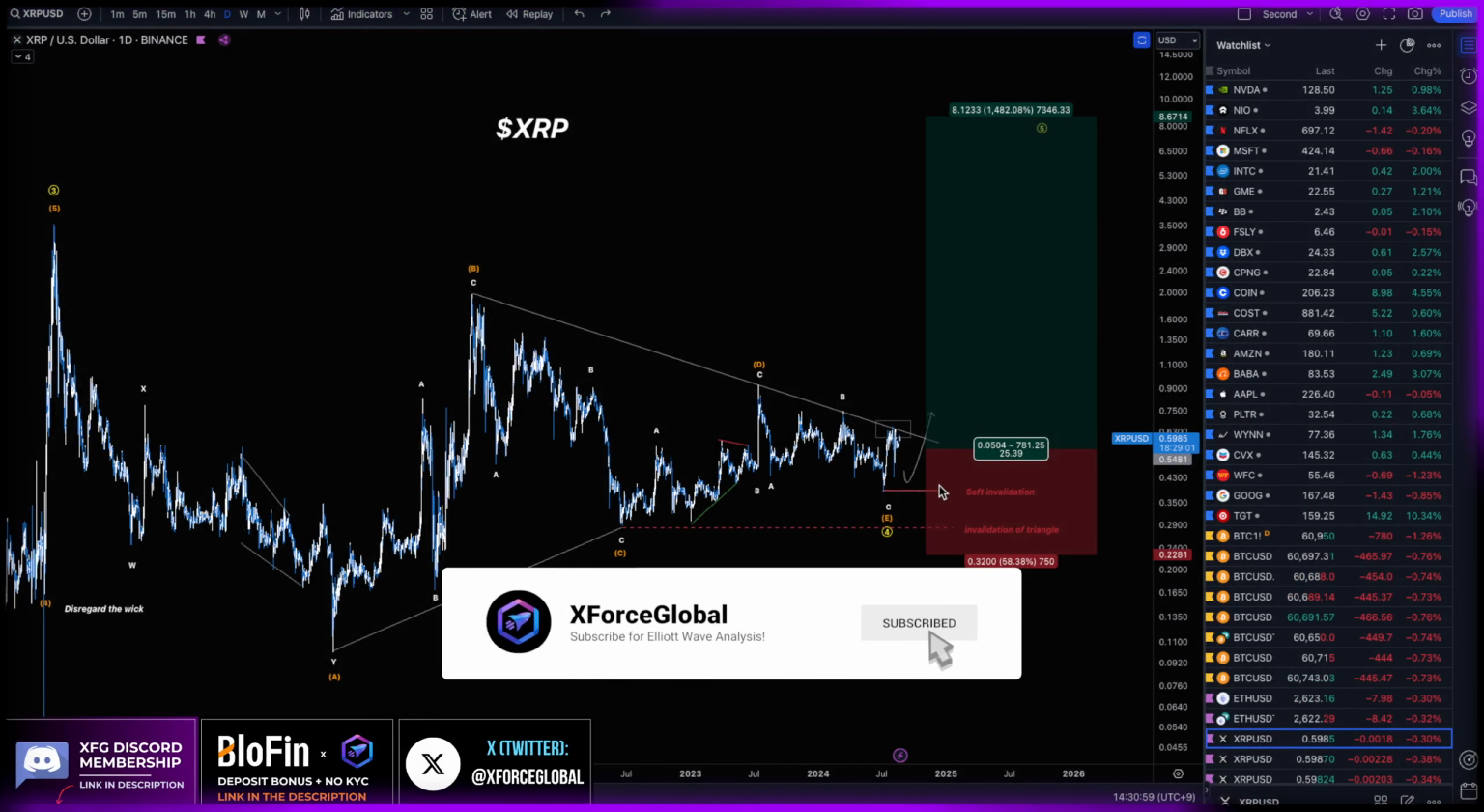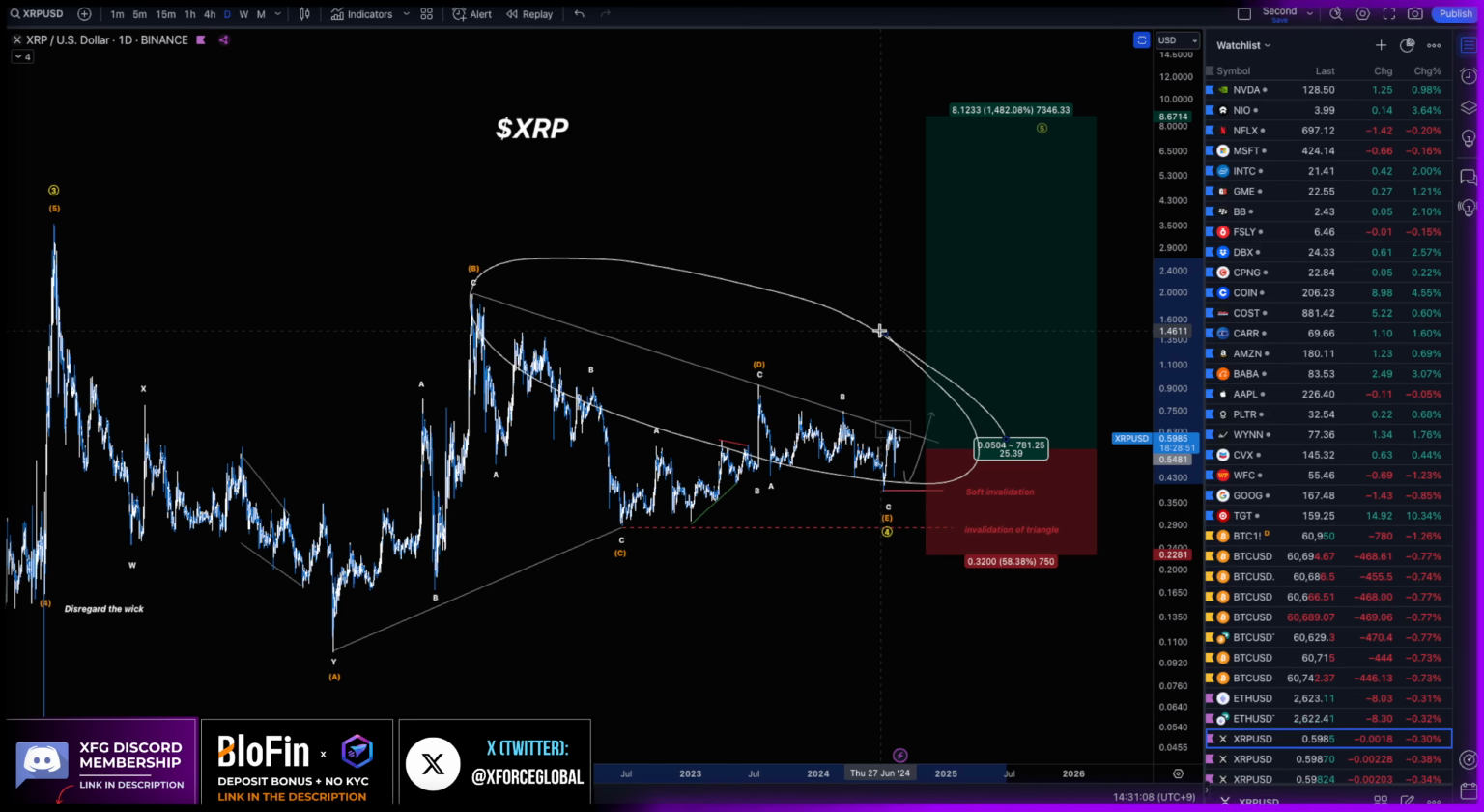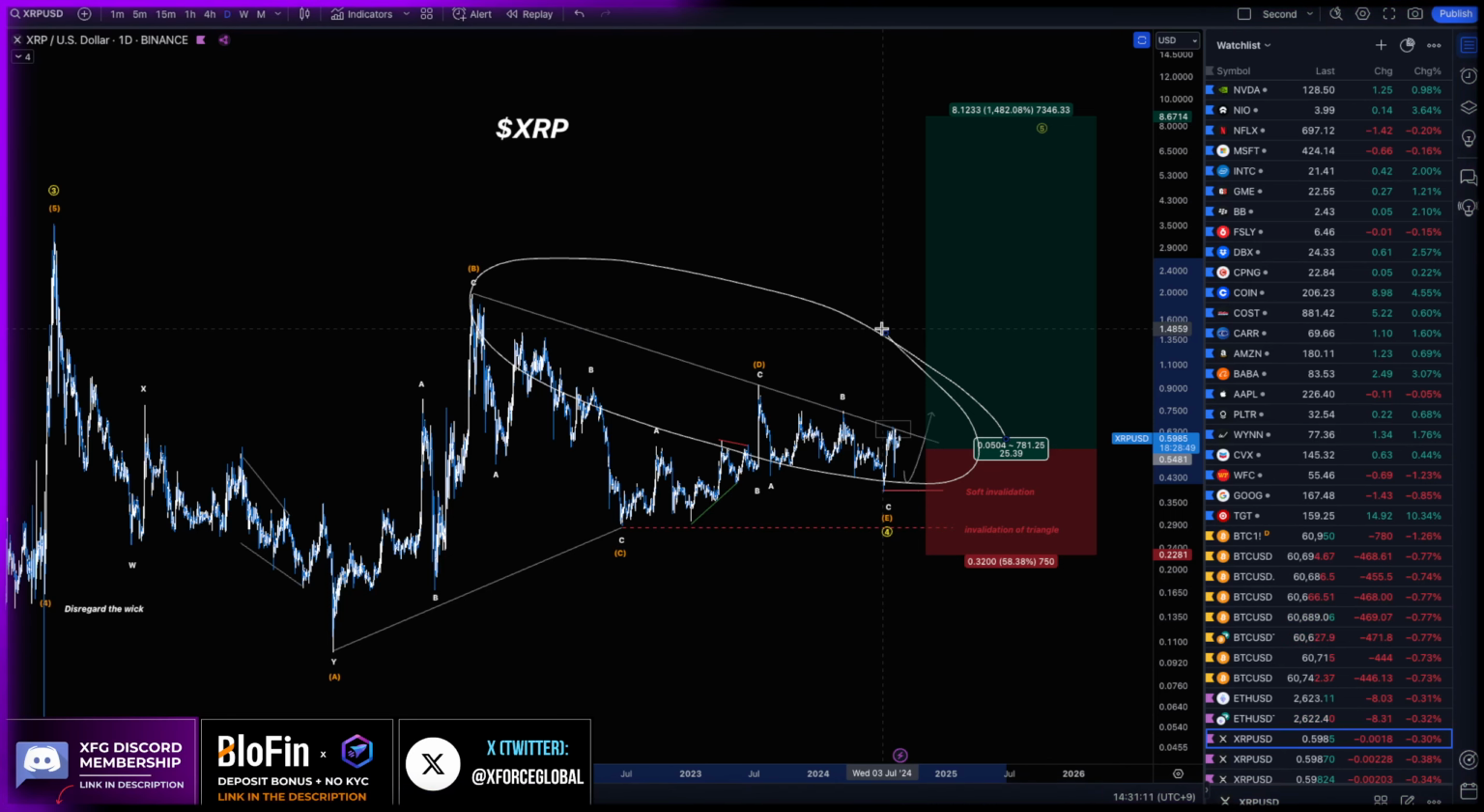Today we're going to be going over XRP's price action once again with a bit more focus on the shorter time frames, and we're going to try to find some optimal entries in preparation for the anticipated breakout of this BD trend line that we have been looking at for this triangle for quite some time.